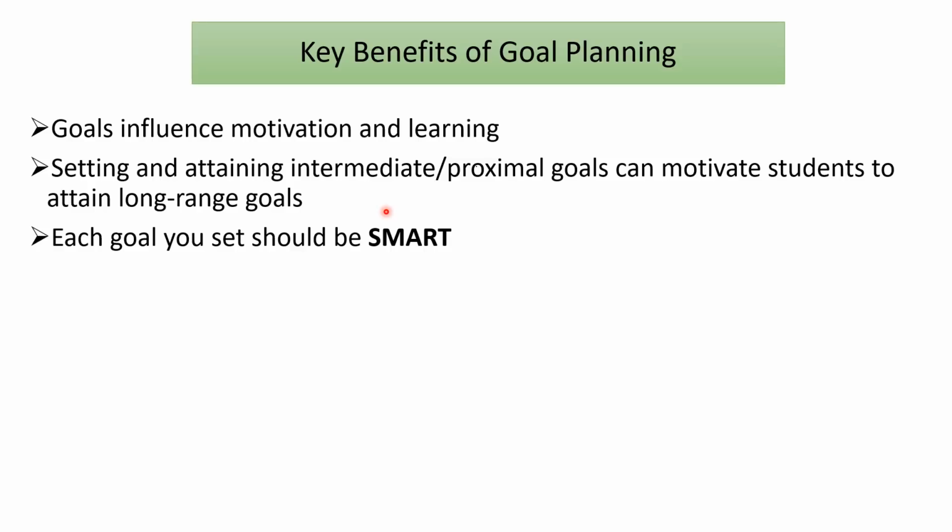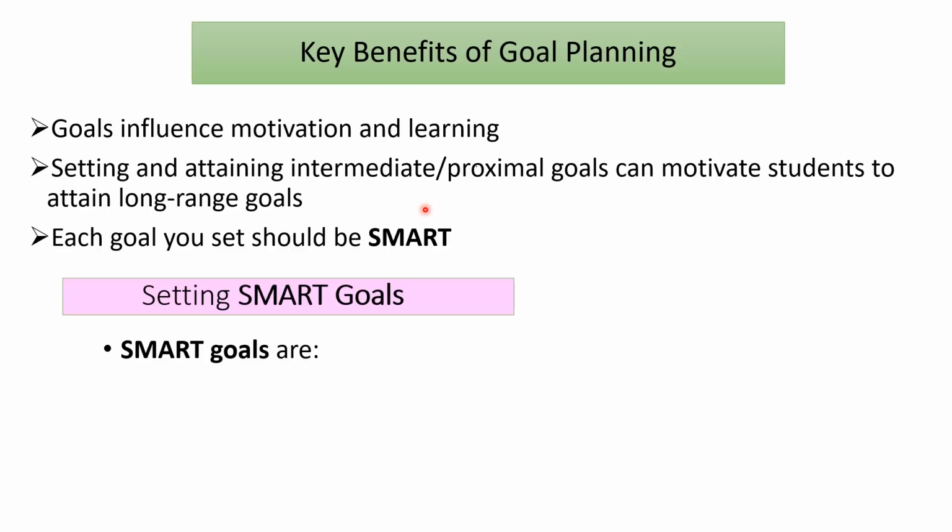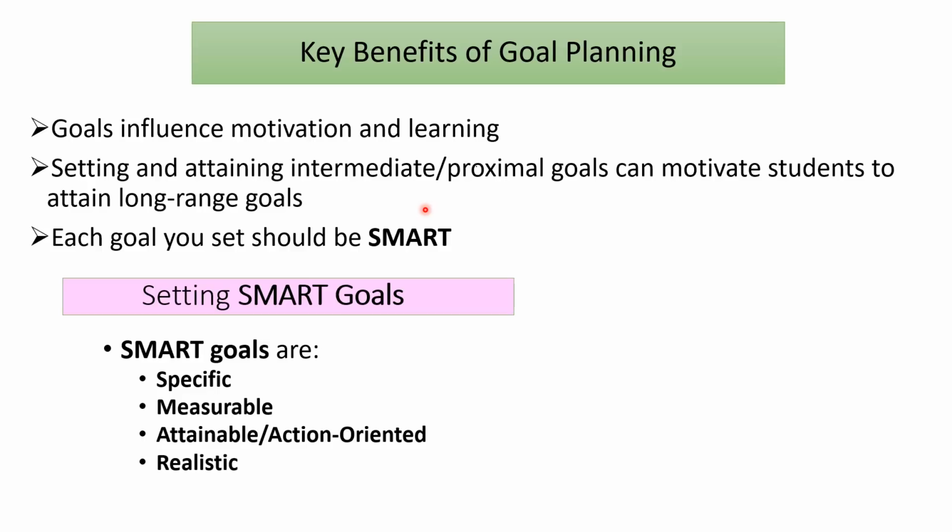But you have to remember, when you are setting a goal, it should be smart. Always the goals should be smart. What do we mean by smart goals? Smart goals are specific, measurable, attainable, or you can say action oriented. You can design an action plan for this. Then they are realistic, then they are time bound. So these are the characteristics of the SMART goals. They are specific, measurable, action oriented, realistic, and timely.